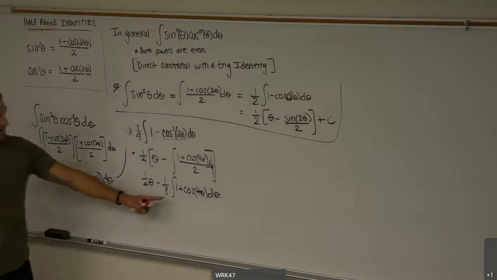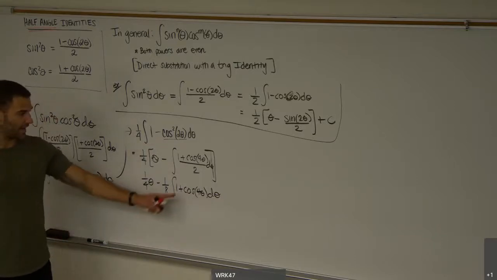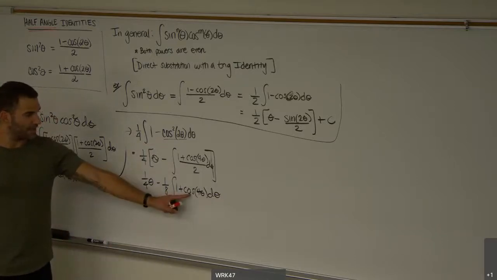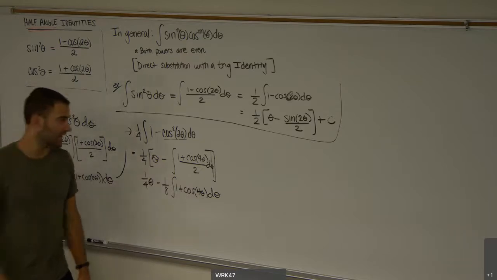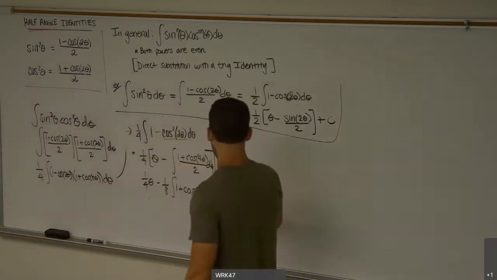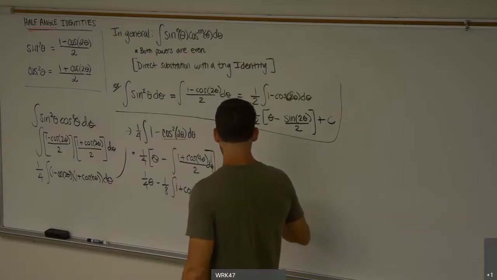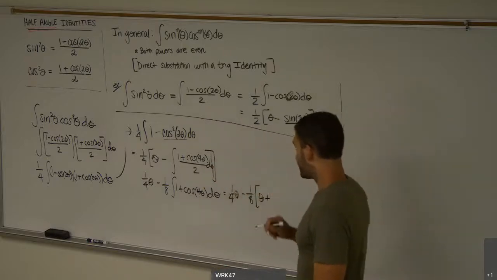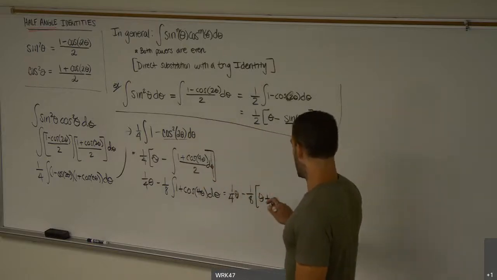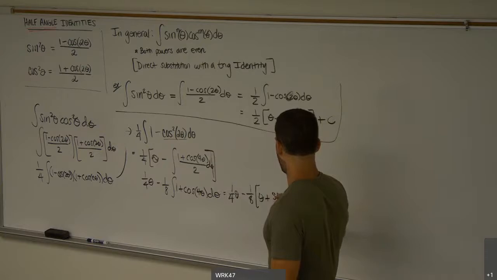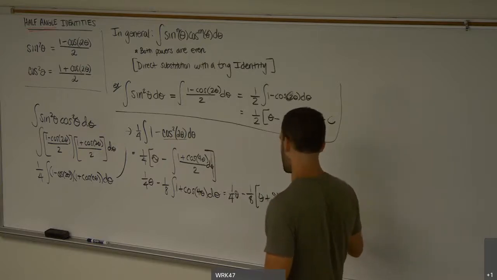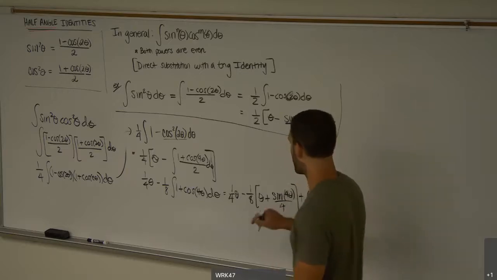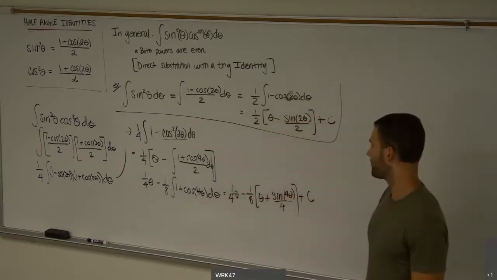And now we're at a place where we can integrate this directly. We have a 1, which we can take the antiderivative of, and cosine by itself, which we can take the antiderivative of, giving me a final answer of 1/4 theta minus 1/8, and then plus, well, the antiderivative of cosine of 4 theta would be sine of 4 theta over 4. Again, because of the chain rule, and if you want to do a simple u sub, you can, but if you're comfortable with u sub, you can go straight from here to here.